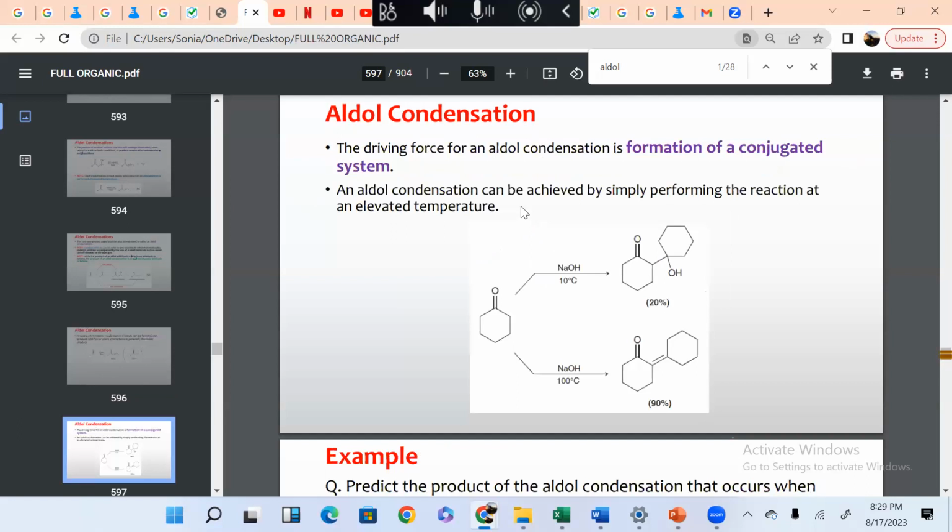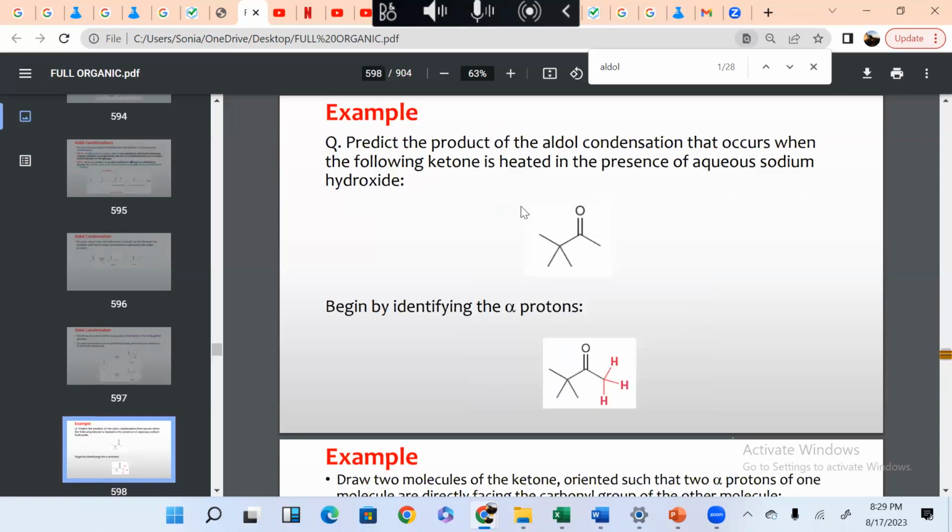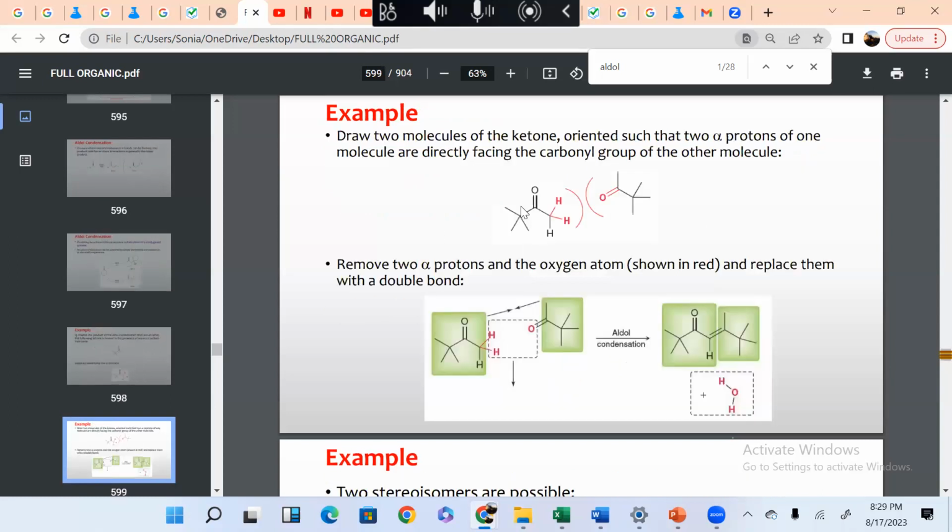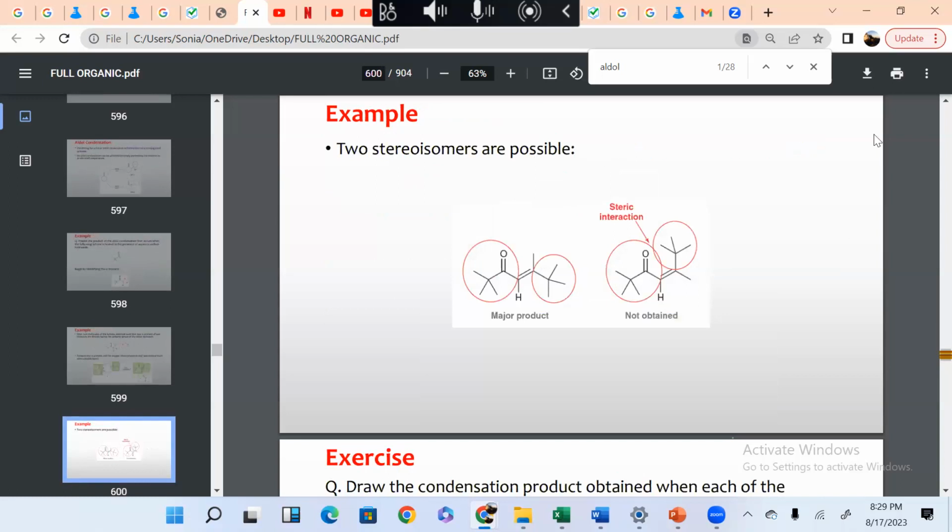So the driving force for aldol condensation is the formation of a conjugated system, and we achieve aldol condensation by performing the aldol addition reaction at an elevated temperature. So this is basically what we've just mentioned. The one where there's less steric hindrance is the product which is more favored. So trans isomerism compared to cis isomerism.